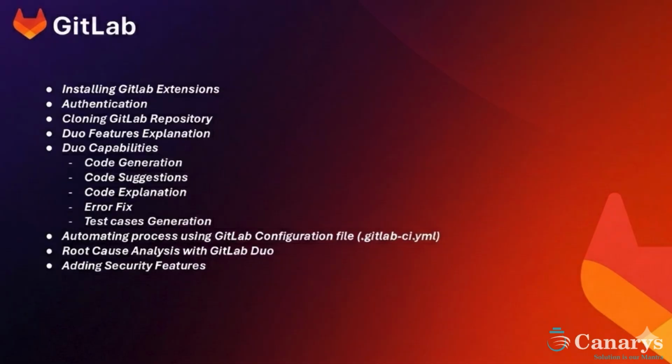In this video, we'll get started with GitLab and explore its core capabilities. We'll begin by installing GitLab extensions, setting up authentication, and cloning a repository. Then we'll explore GitLab Duo features, including AI-powered code generation, suggestions, error fixing, and test case creation. Finally, we'll automate CI/CD using .gitlab.ci.yml, perform root cause analysis, and add security features for a more reliable pipeline.